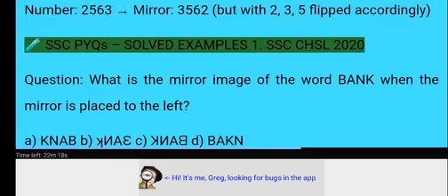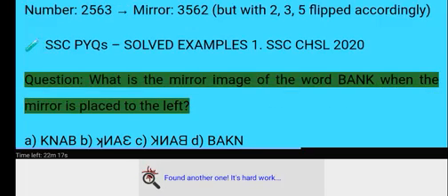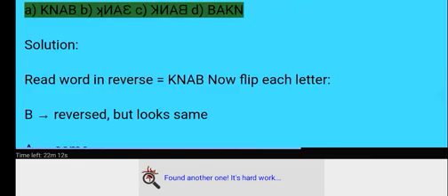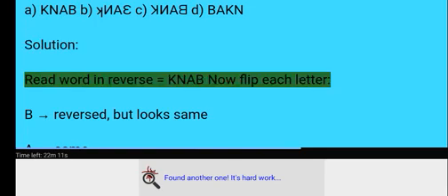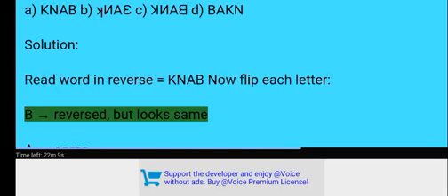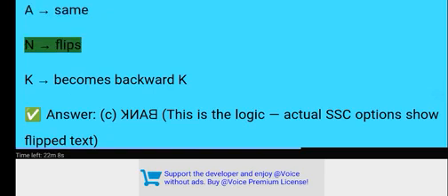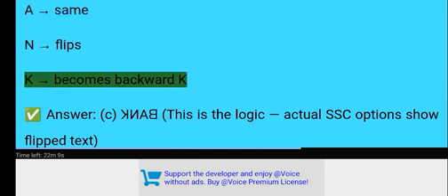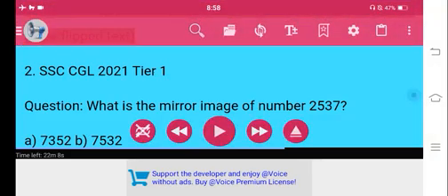SSC PYQs, solved example 1. SSC CHSL 2020. Question: what is the mirror image of the word BANK when the mirror is placed to the left? Options: NAB, CIA, and others. Solution: read the word in reverse, which gives KNAB, now flip each letter. B reversed but looks same, A same, N flips, K becomes backward K. Answer: CIA.